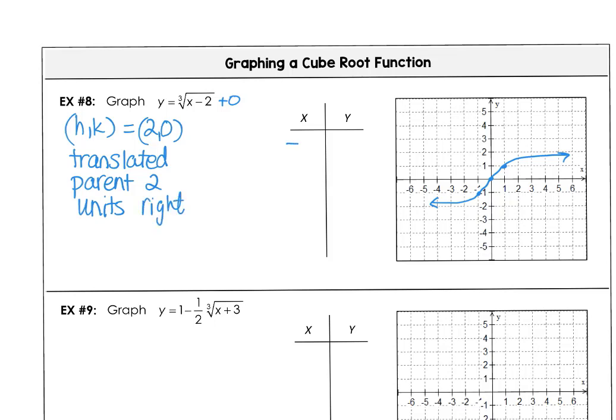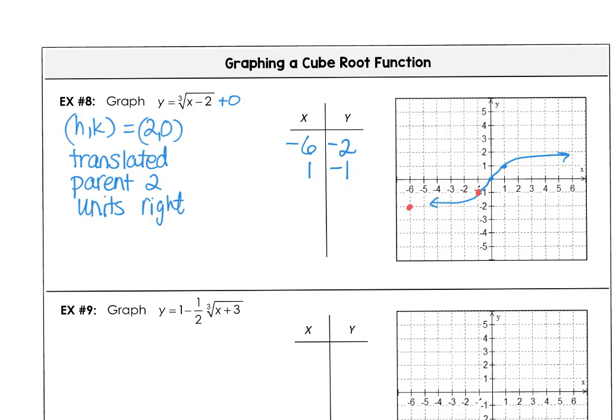Now I could put a negative 6 in there and take the cube root of negative 8, which would be negative 2. So in our graph, we know that negative 6, negative 2 is on our graph. And then if I used a 1, I could take the cube root of negative 1. That's going to be negative 1. So we know that 1, negative 1 is on our graph.